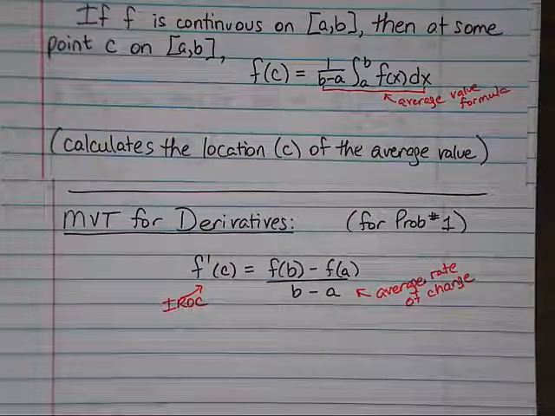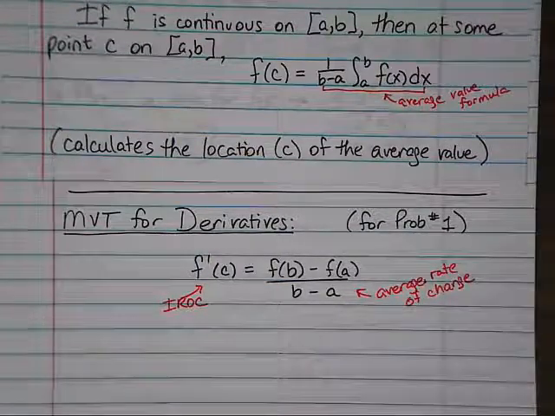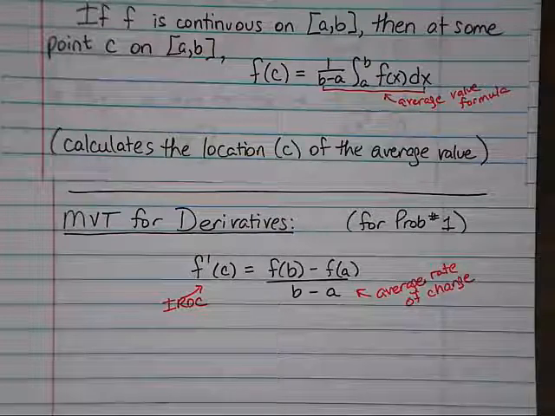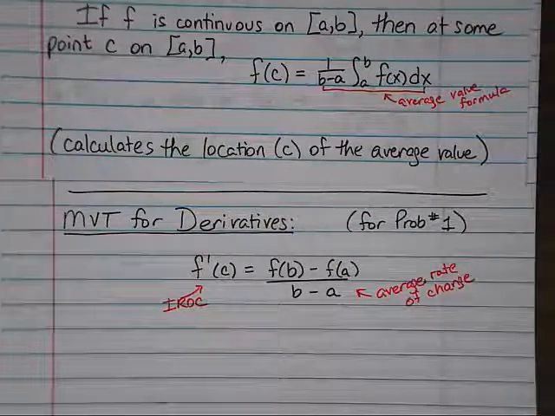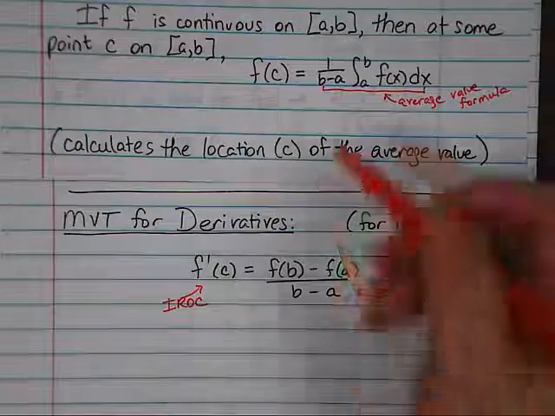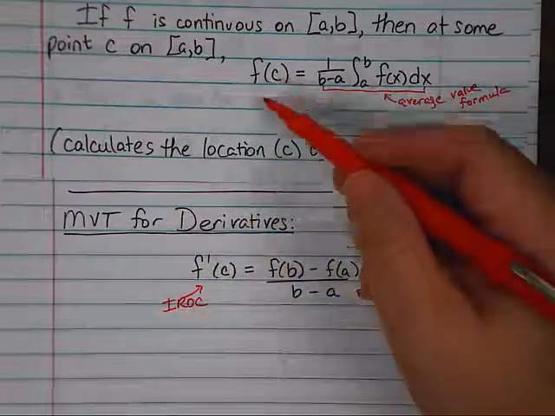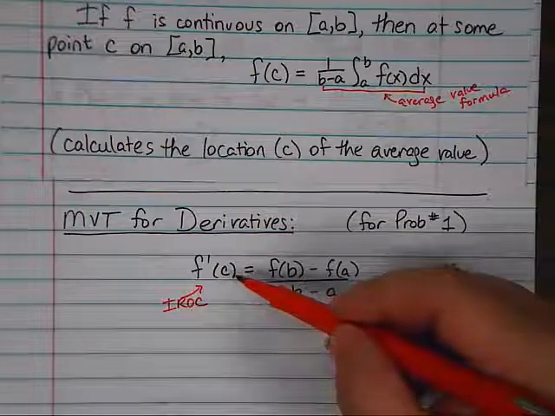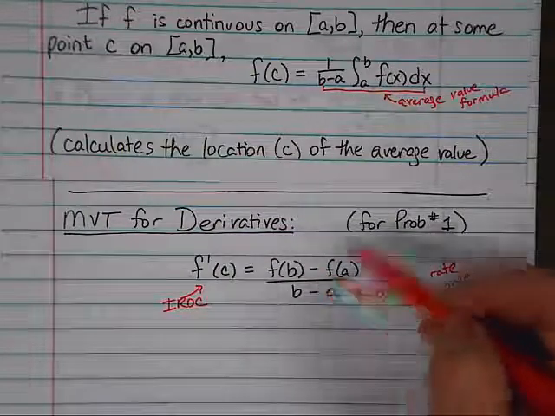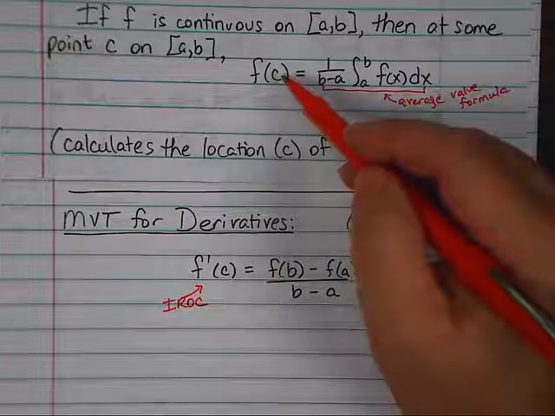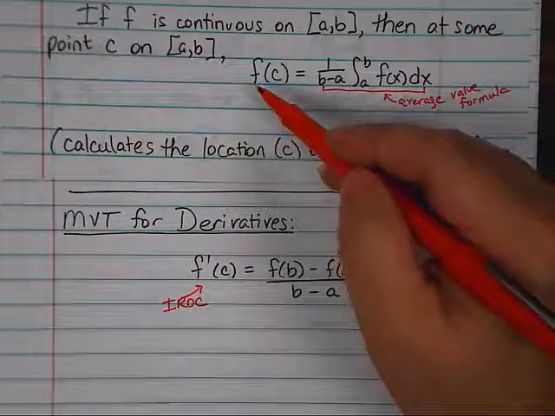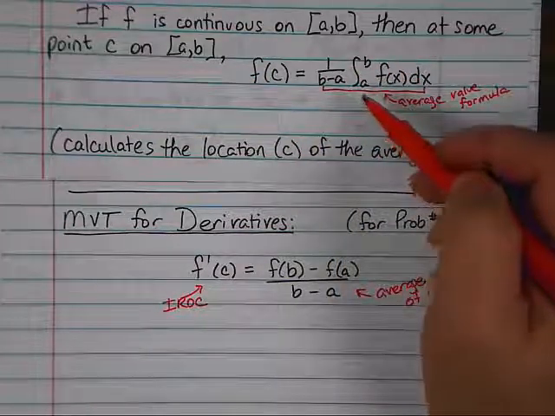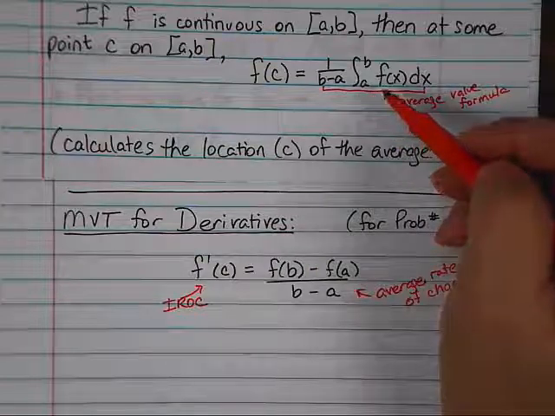Now, what is different? What do you see that's different? It's an f of c and not an f prime of c. Yes, that's a big one. Please don't get these confused. When you're doing the mean value theorem for derivatives, you use the derivative set equal to AROC. For the average value, you set the original equation equal to the average value. That's a big difference, and it's a very important one.